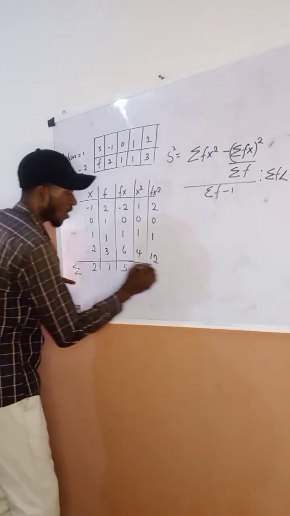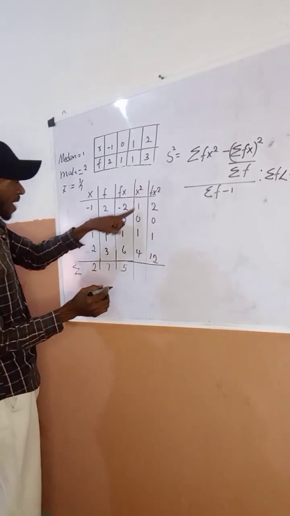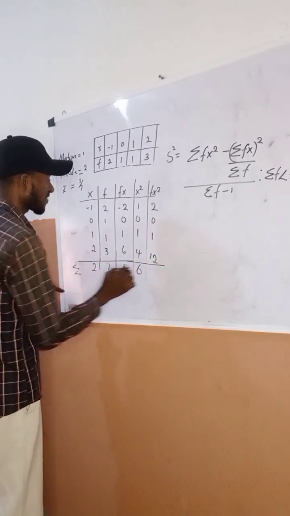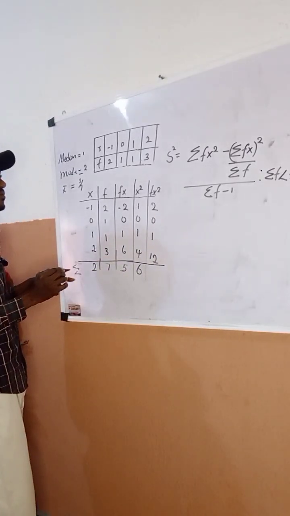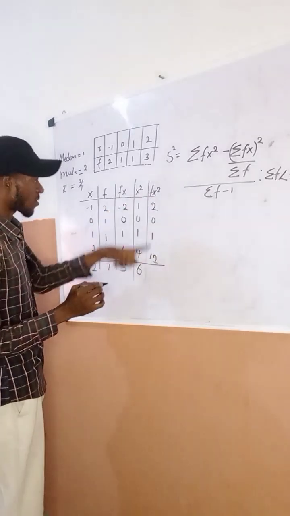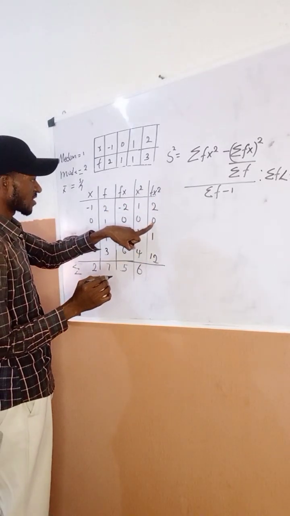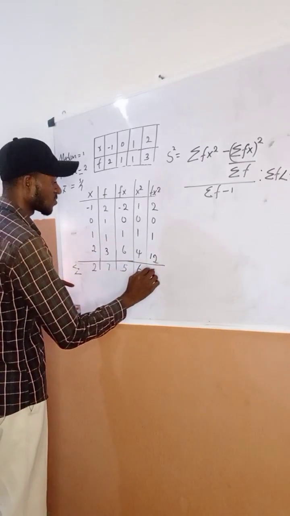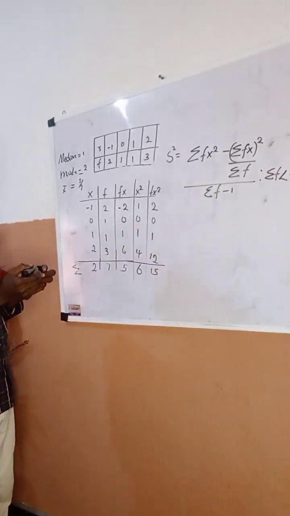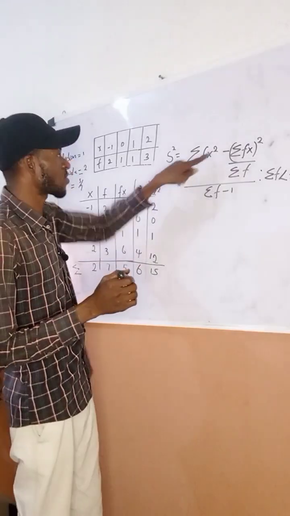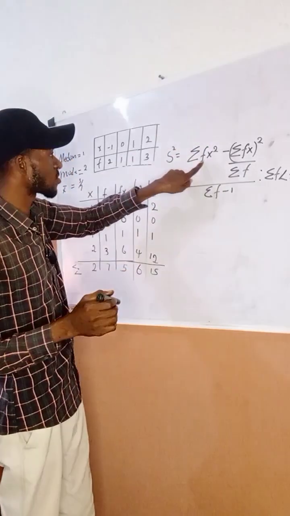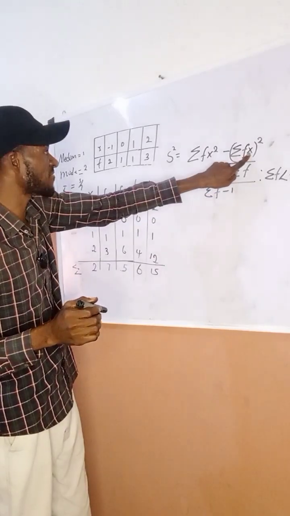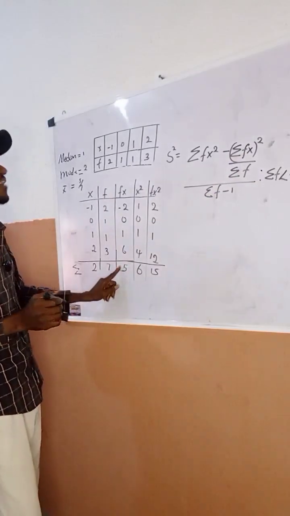So now I will sum this. 1 plus 0, 0 plus 1, 2 plus this, 6. Then I'll come here and sum all these: 2 plus 0, 2 plus 1 is 3, 3 plus 12 is 15. So by implication, I will come to this formula. Anywhere I see summation of fx squared, I will use 15. Anywhere I see summation of fx, I will use 5.